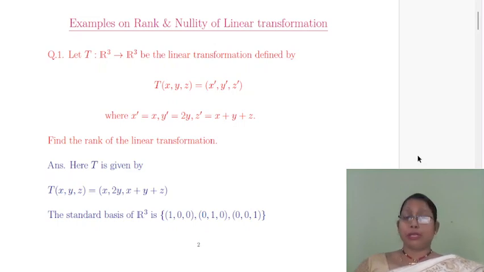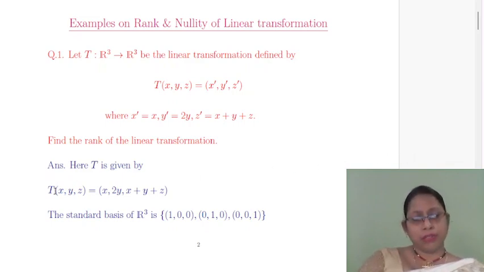First, write what is given. Here the linear transformation T(x, y, z) is given, that is T(x, y, z) = (x, 2y, x plus y plus z). We know the standard basis of R3 is (1,0,0), (0,1,0), (0,0,1). Put the element (1,0,0) in this linear transformation. We get the image: T(1,0,0) will be (1, 0, 1), putting y equal to 0, then 1 plus 0 plus 0.